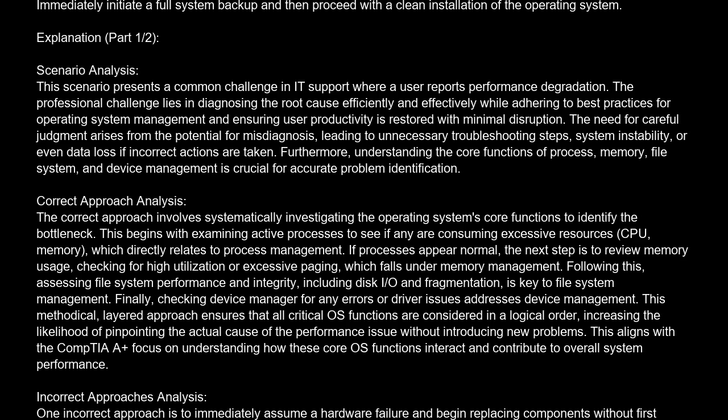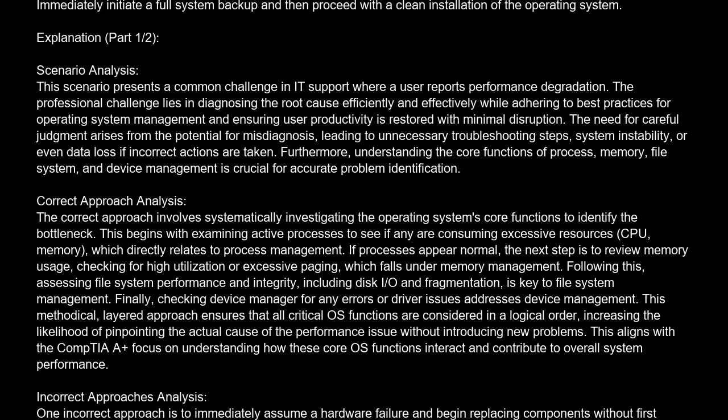Following this, assessing file system performance and integrity, including disk I/O and fragmentation, is key to file system management. Finally, checking Device Manager for any errors or driver issues addresses device management. This methodical, layered approach ensures that all critical OS functions are considered in a logical order, increasing the likelihood of pinpointing the actual cause of the performance issue without introducing new problems.